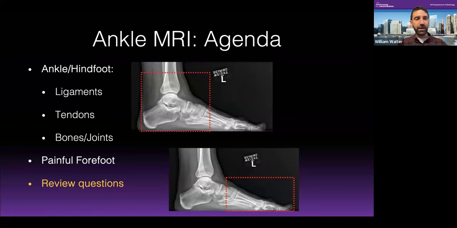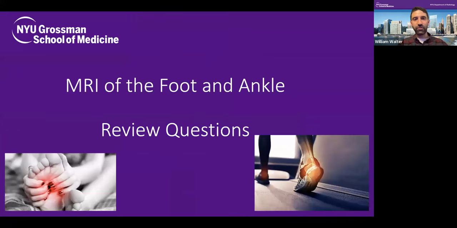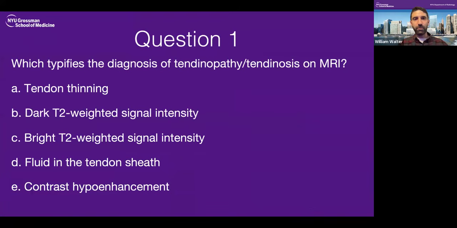Okay, so we'll move on now to our review questions. I've got three questions here. They're not hard, but they're just designed to raise a few issues, which I think are important to be aware of. So question one, which of these typifies the diagnosis of tendinopathy or tendinosis on MRI?